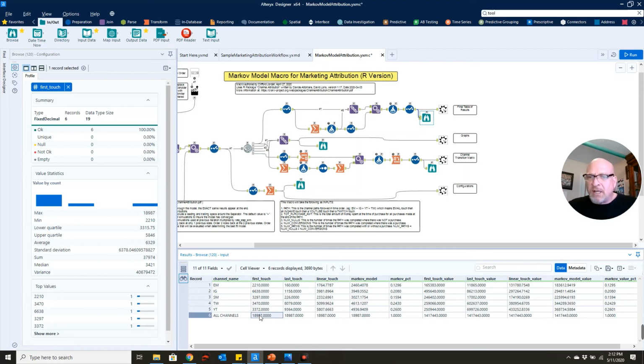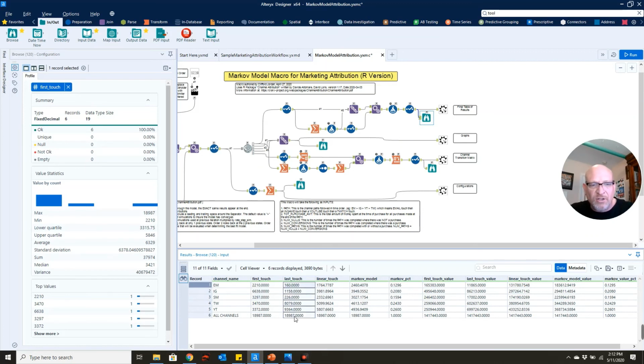Now remember, we talked about the different methods of doing it. We actually calculate those methods inside the macro as well. So we do the Markov modeling, but we also do a first touch and a last touch just to compare. So this is, if you were to do a first touch with this sample data, this is how it would work out. Out of the 18,987 conversions, 2,210 were attributable to email. 6,638 was IG, SM was 3,297, and so on.